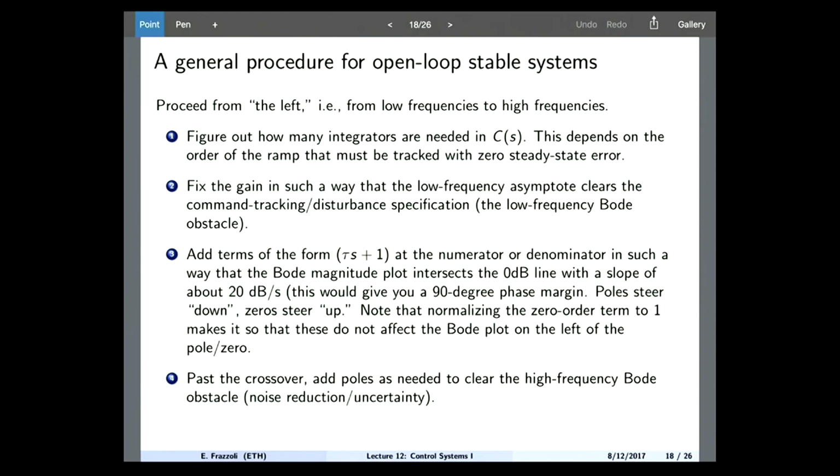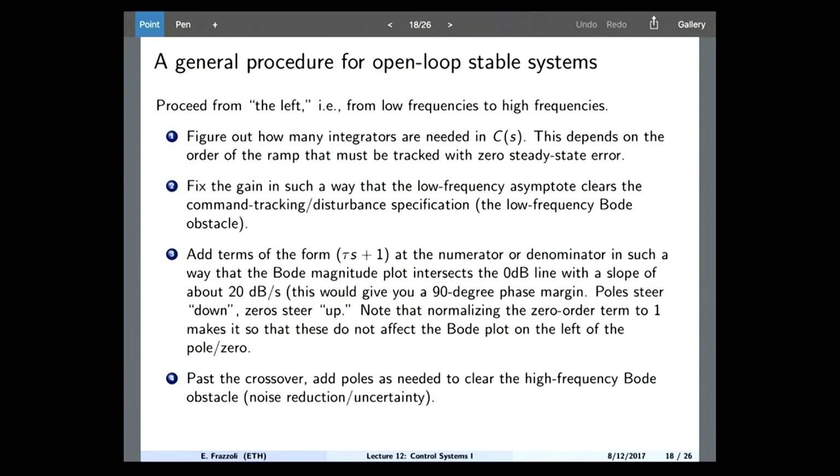Also, you make sure that you don't cross the 0 dB line too steeply. Why? Remember that the slope of the magnitude plot corresponds to the phase, right? And essentially what you want to do is cross the 0 dB line at the crossover frequency that you want, but you want to cross it gently, with a shallow slope, approximately negative 20 dB per decade. Okay, you don't want to cross it too sharply, because if you cross it too sharply, then your phase will be much lower than negative 180, meaning that you have a closed loop that is unstable, or you have a very small phase margin, okay?